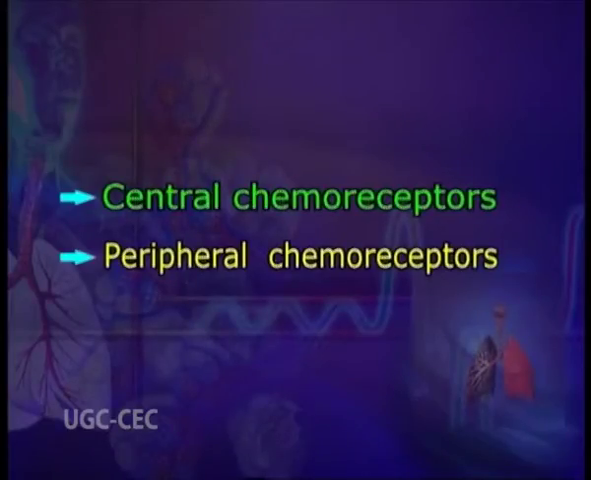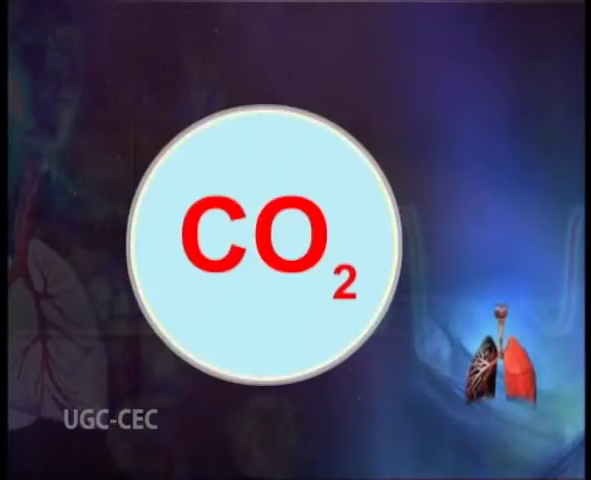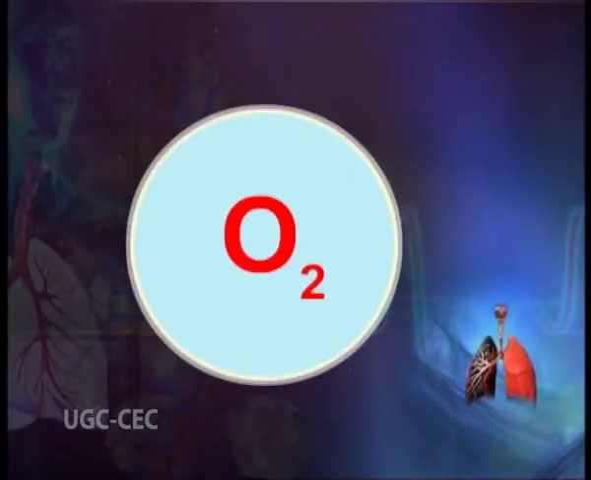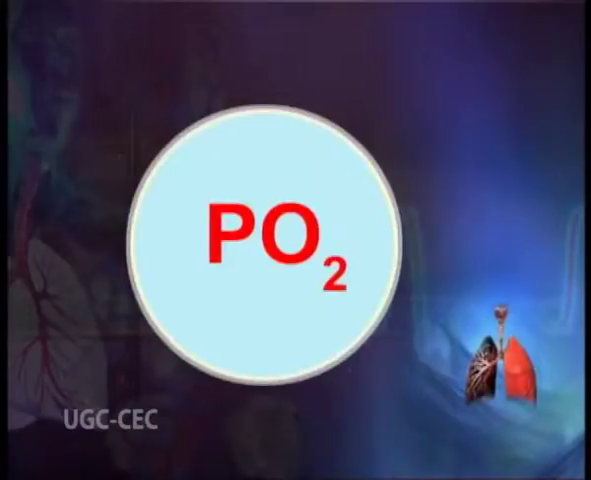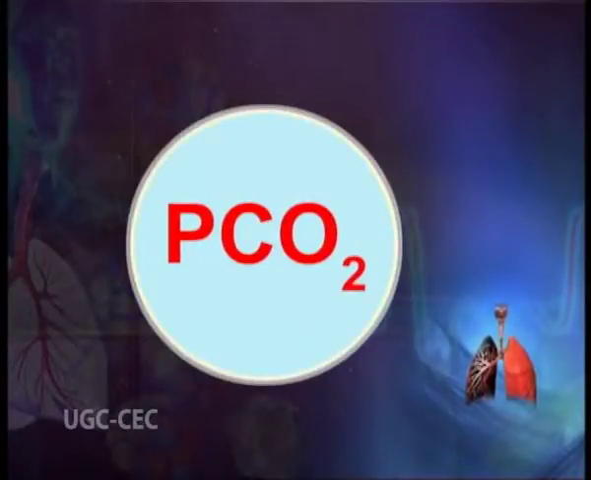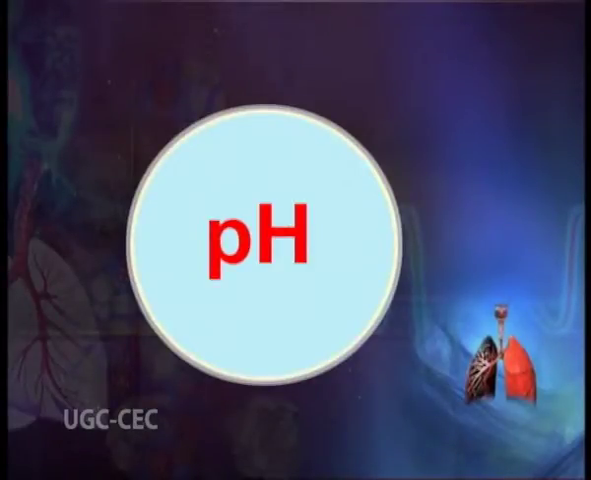First is central chemoreceptors and the other one is peripheral chemoreceptors. These chemoreceptors are influenced by monitoring levels of carbon dioxide, H+ ions and oxygen. Central and peripheral chemoreceptors mainly function to regulate respiratory function. This is an important mechanism for maintaining arterial blood partial pressure of oxygen, partial pressure of carbon dioxide, that is PCO2, and pH within appropriate physiological ranges.